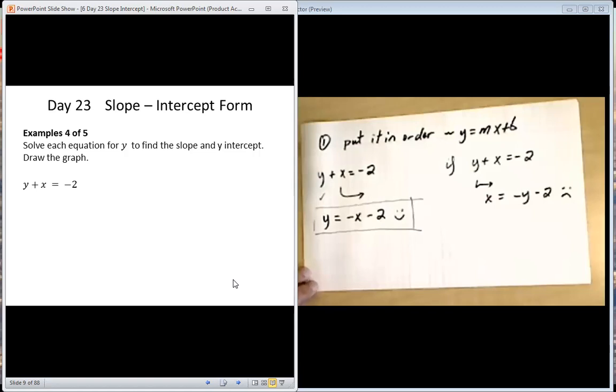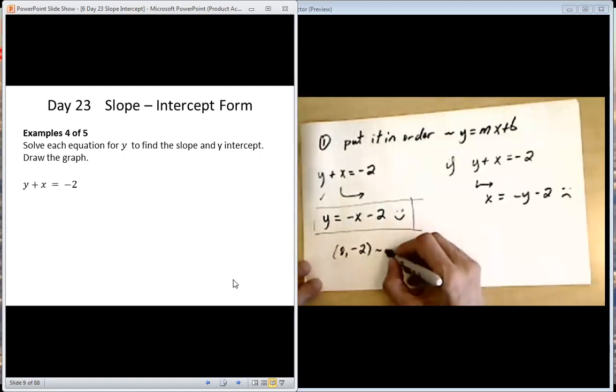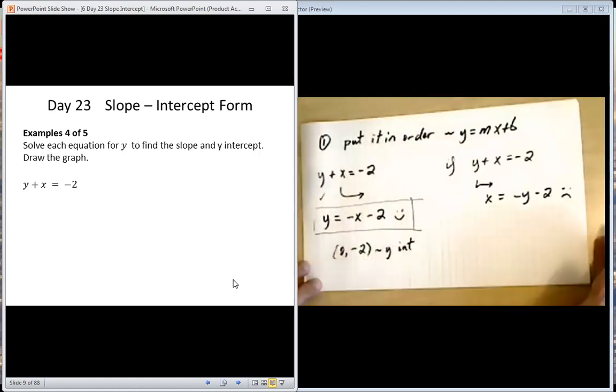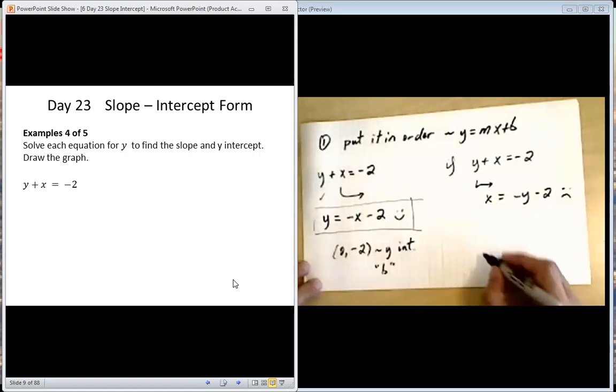What two numbers do we need from the equation? Zero, -2. Nice. From Zoom, we got 0 and -2. Perfect. This is the y-intercept. Y-int, if you don't mind. That's the b. And so we can put that on our graph.